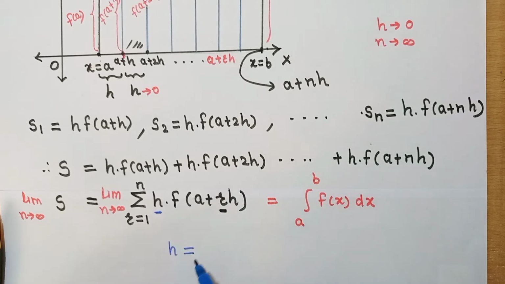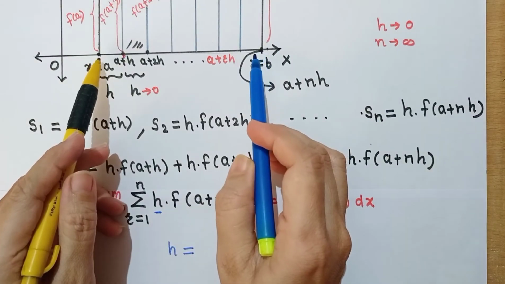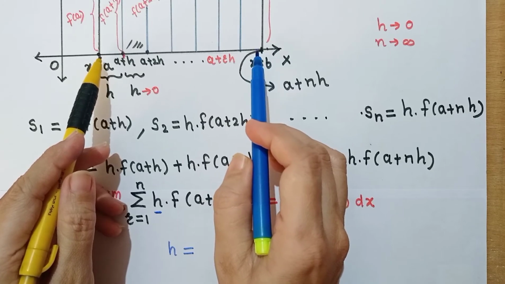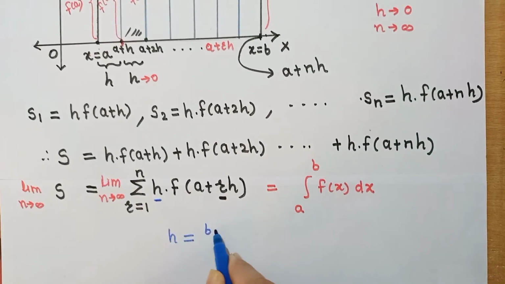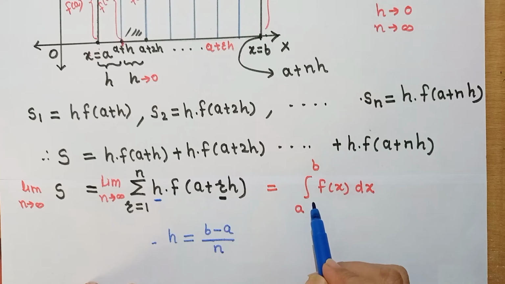And check now how we will find the value of h. This h is equal to, this distance is b minus a, and we have divided this length into n rectangles. So here we will write h is equal to b minus a upon n. So we will use this and this formula to find the definite integral as a limit of sum.